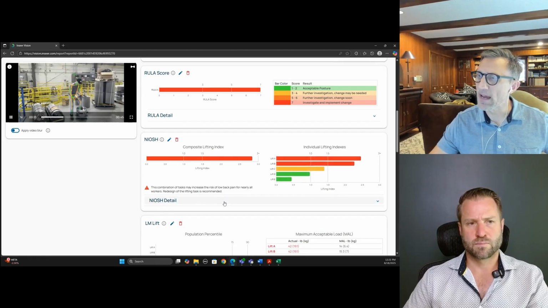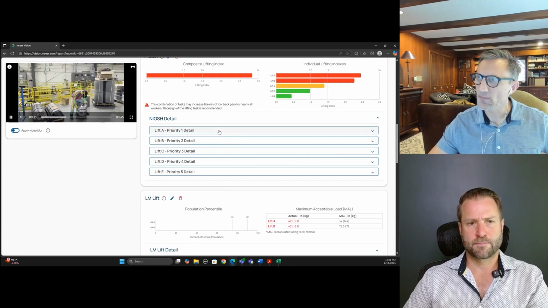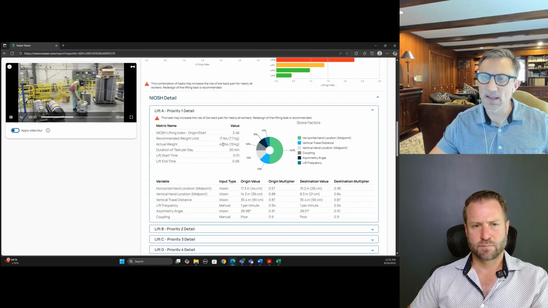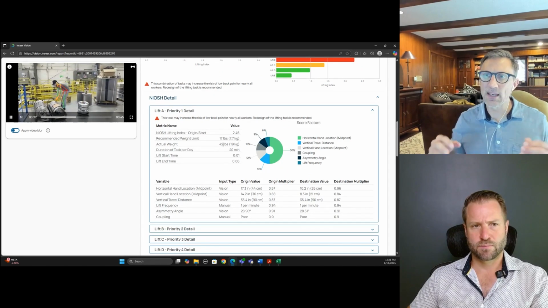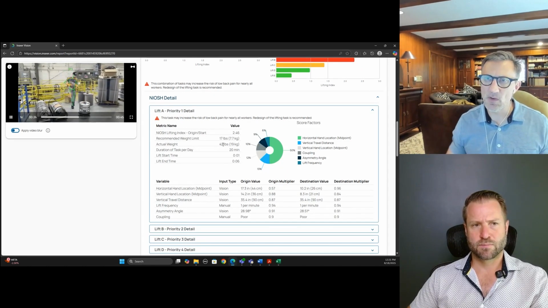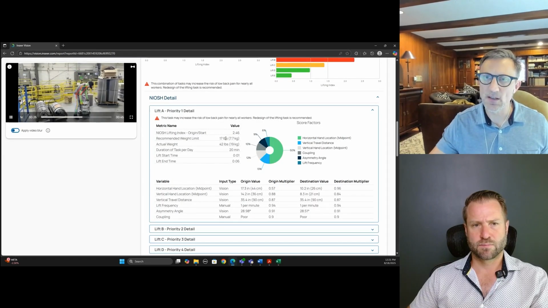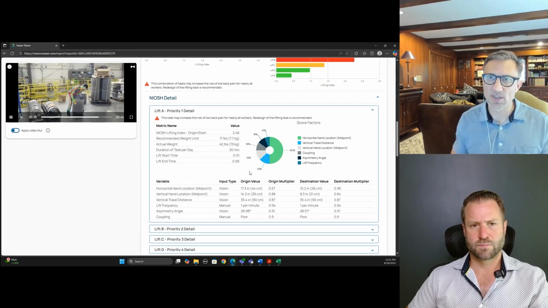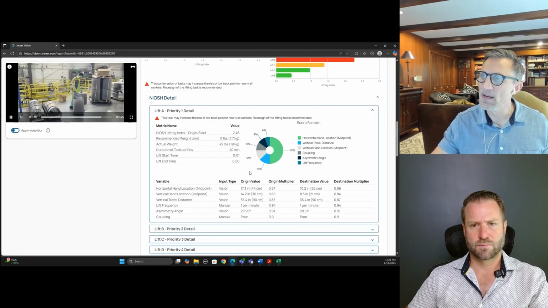But if we were to drill down into each one of those, what you would find is on this first lift, we're lifting something that's 42 pounds. And given the metrics on how he's moving it, it should be closer to 17 pounds. And the primary reason for that is due to the horizontal hand location. So effectively, it's the distance, both vertically and horizontally, that he's traveling with the item that makes a difference.